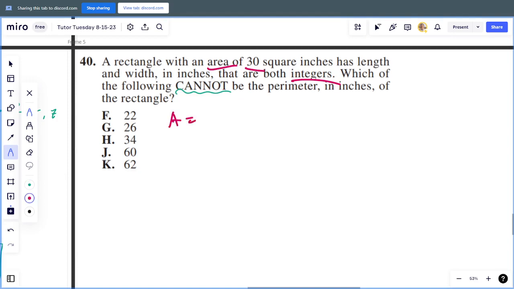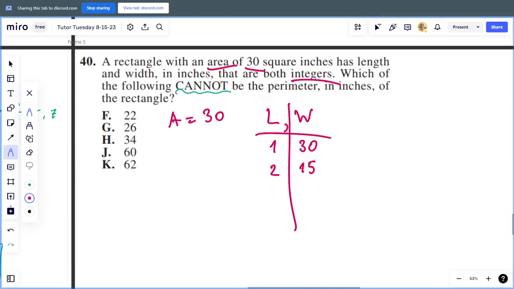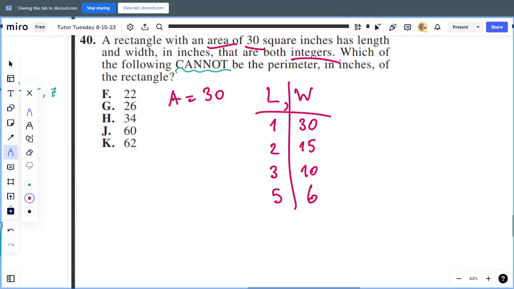Okay, so if area equals 30, I can think of factors for the length and width that would multiply to 30. Right? The length could be 1, the width could be 30, length could be 2, width could be 15, length could be 3, could have 10 here, 4 and 5, sorry, 5 and 6 could be another factor. Dang, you got that one quick. Answer 60. That is correct.